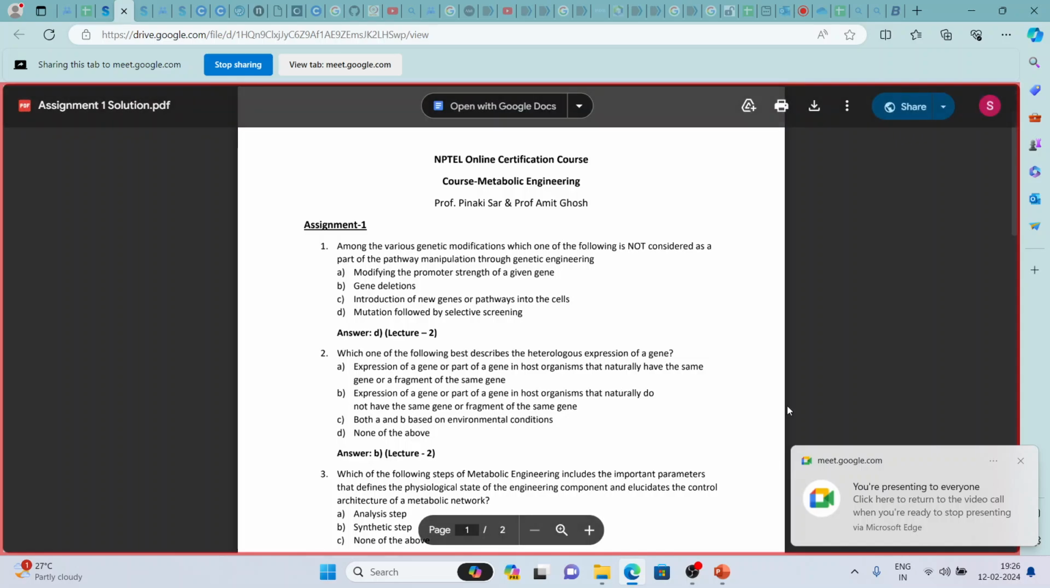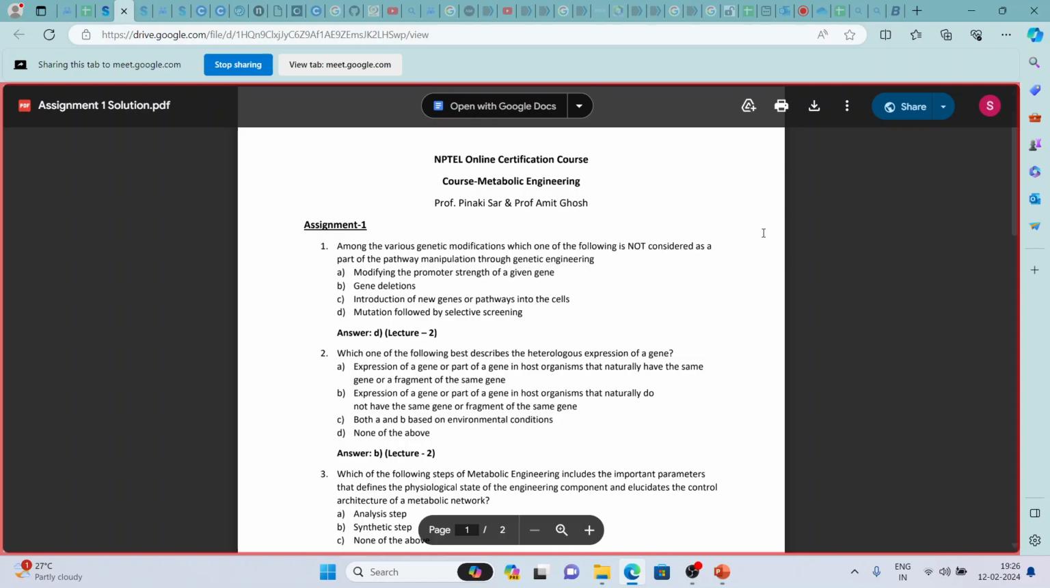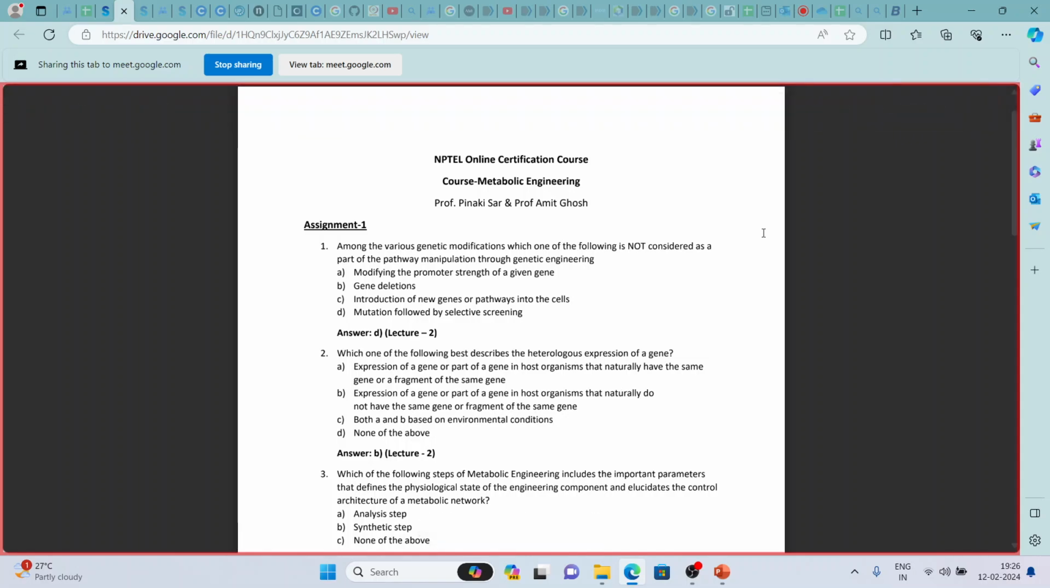So the first question is, among the various genetic modifications, which one of the following is not considered as a part of pathway manipulation through genetic engineering? The options are: A, modifying the promoter strength of a given gene. Option B is gene deletion. Option C is introduction of new genes to the pathway. Option D is mutation followed by selective screening. So one of you can try attempting and telling us what you think is the right answer and why.